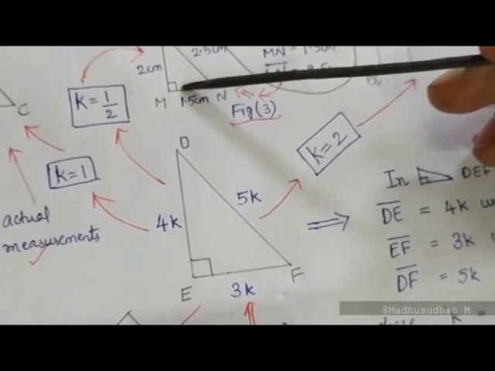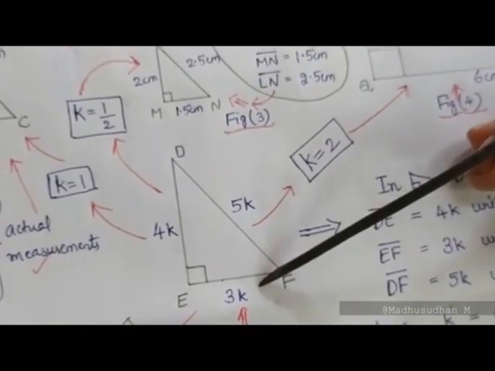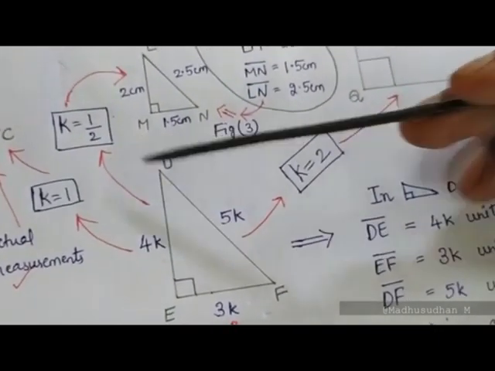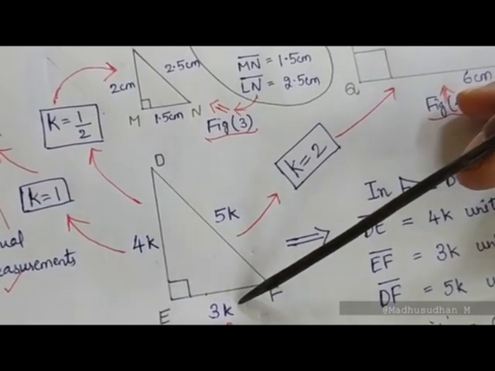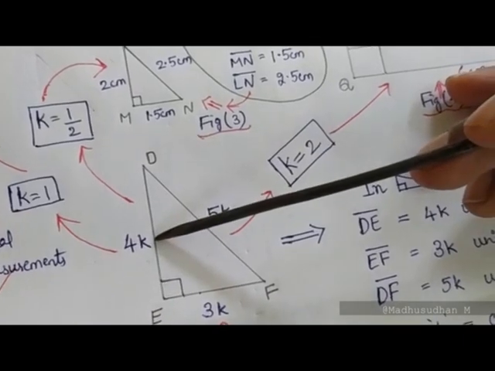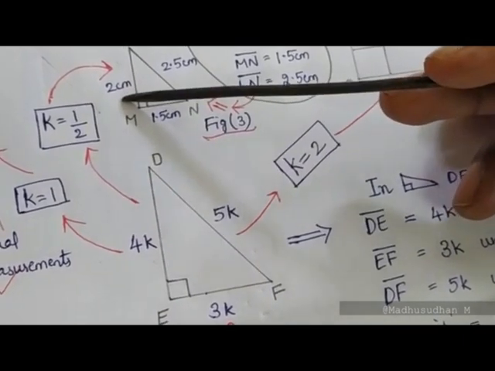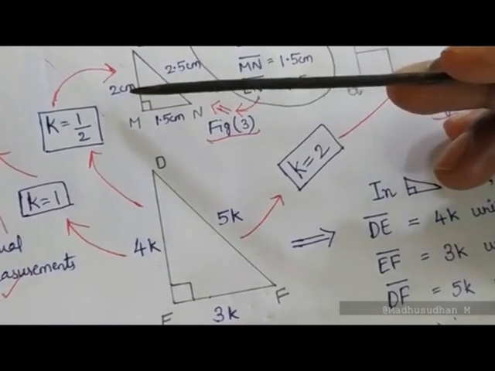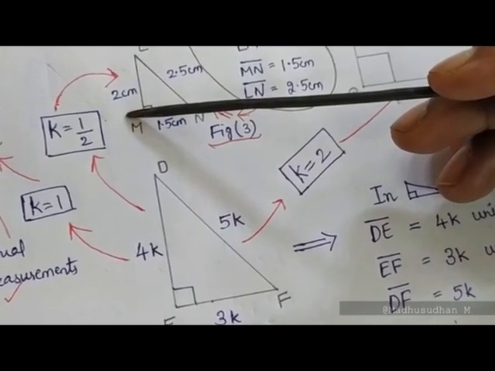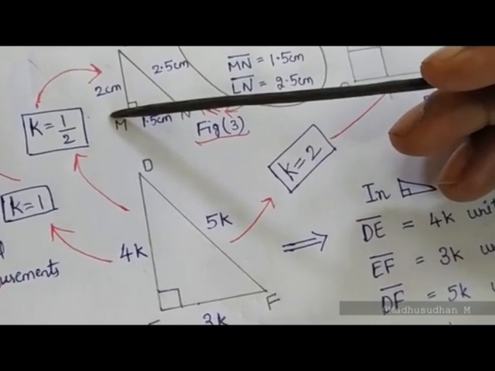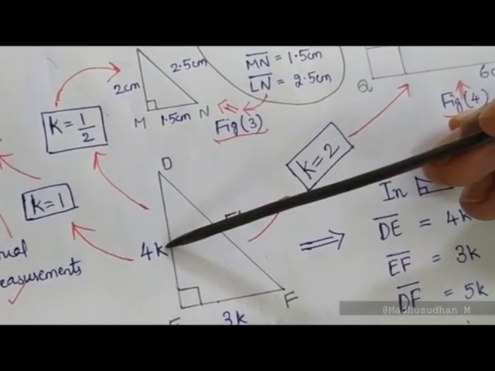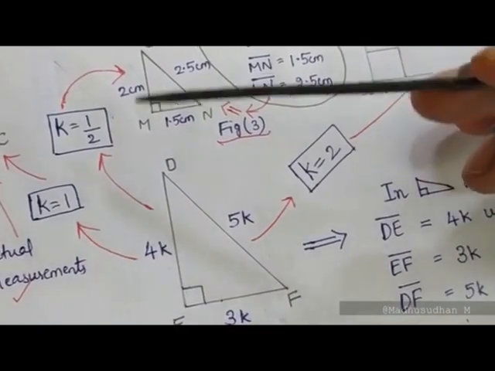If K takes the value 1 by 2, 3K gives 3 into 1 by 2, I shall get 1.5 here. 4K correspondingly, 4 multiplied with 1 by 2, I get exactly 2 centimeters here. So throughout this chapter, I shall be making use of the word correspondingly or respectively. Just an important word here. So K is equal to 1 by 2, 4 multiplied with 1 by 2, we get 2 here.